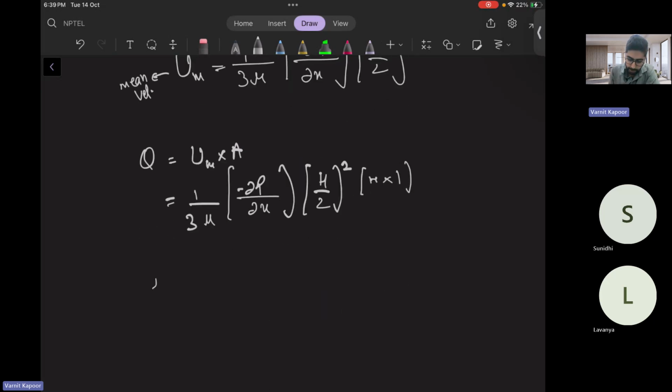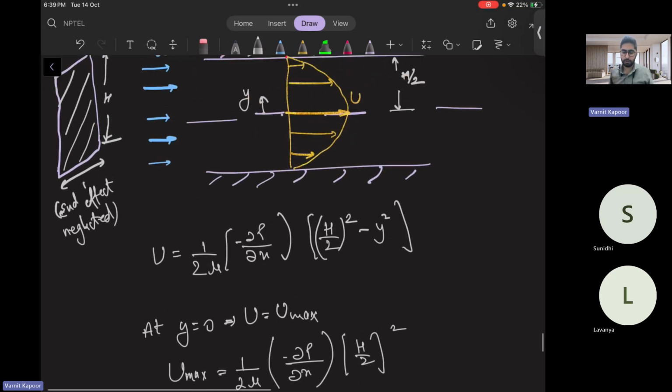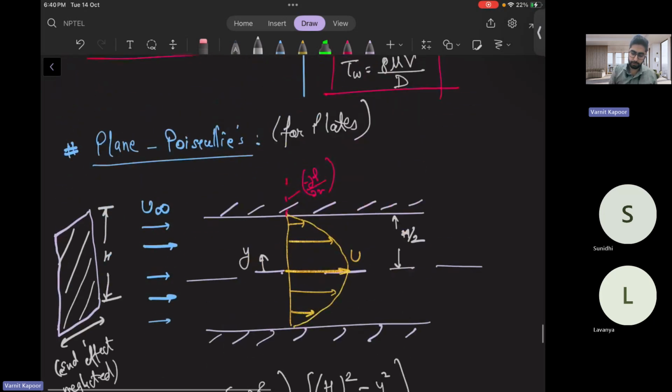Okay. What will be your HF? The HF relation is 12 mu VL by WH square, and wall stress is nothing but 6 mu V by H. Similar kind of relations will come up. Okay. 6 mu V by H. Again, for average velocity, the profile will somewhat look like this. Like this.